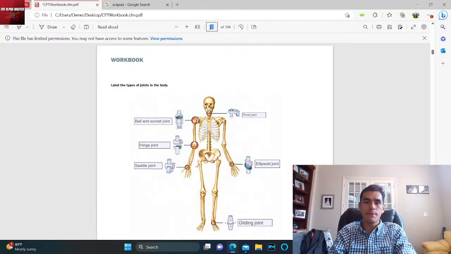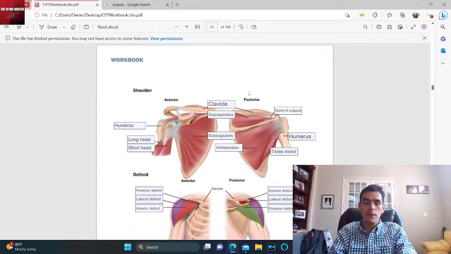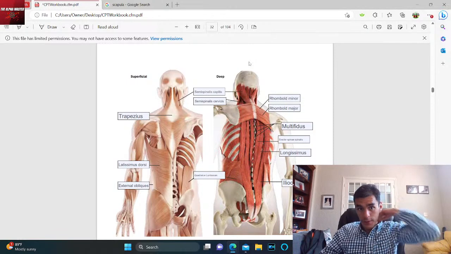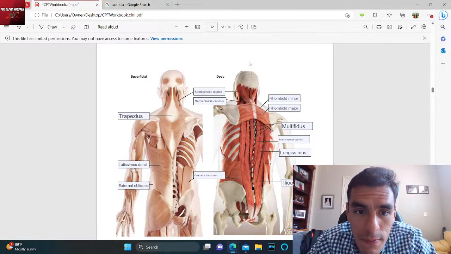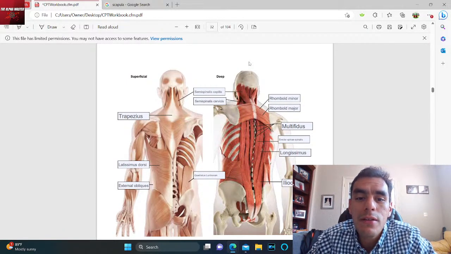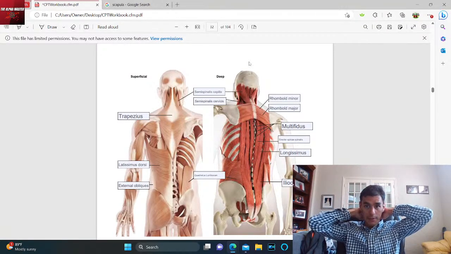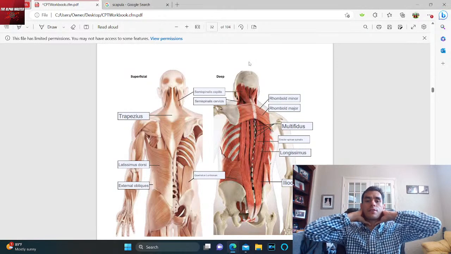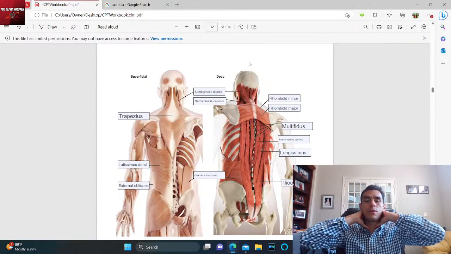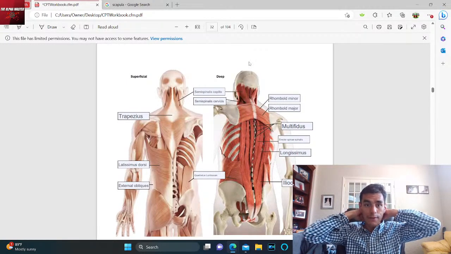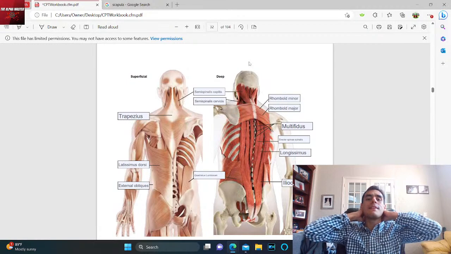Yeah, that's the pivot joint right there. So the trapezius is around the pivot joint. Then you have the semispinalis capitis and semispinalis cervicis around the neck, the backside of the neck. The semispinalis capitis is going to be on the upper portion of the skull, and then the semispinalis cervicis, which is going to be the lateral sides of the skull.